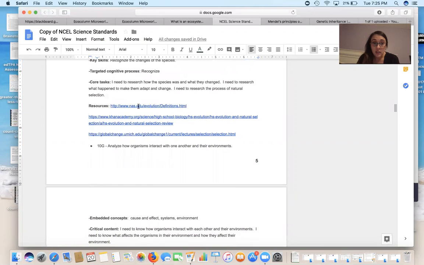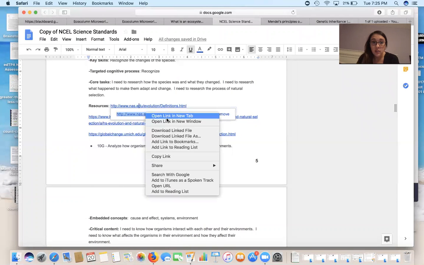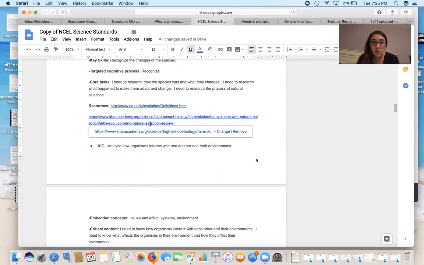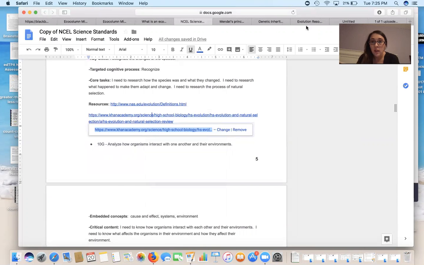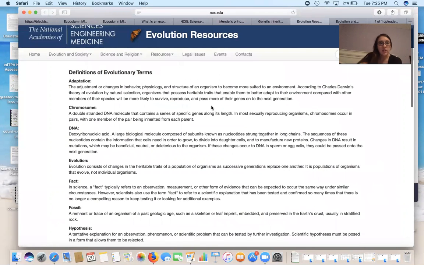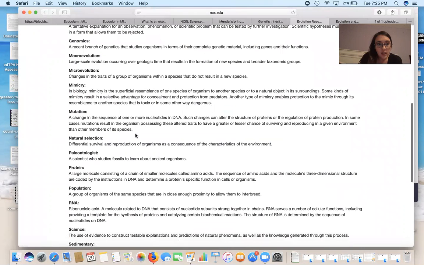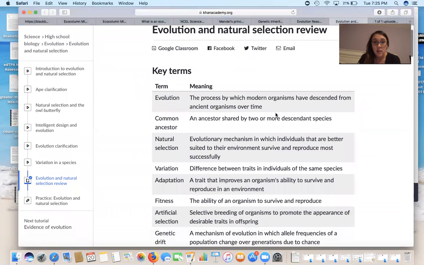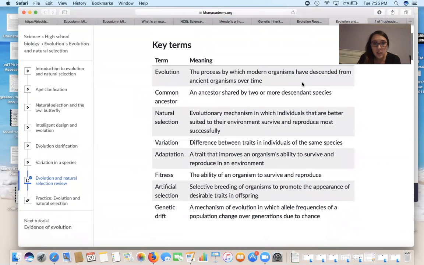And then let's look at this stuff. Let's look at two of our resources here. This one tells you about natural selection. So here's the definition of natural selection. Differential survival and reproduction of organisms as a consequence of the characteristics of the environment. So it's something that's happening in the environment. The environment is changing that makes the other parts change.